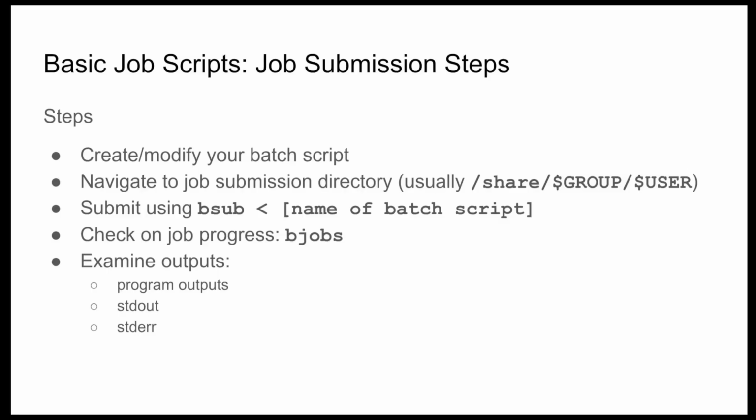The first step is to create or modify your batch script. This is going to be a text file that contains the information necessary for the job scheduler to reserve the resources you need, as well as the actual lines of code that you're trying to run.